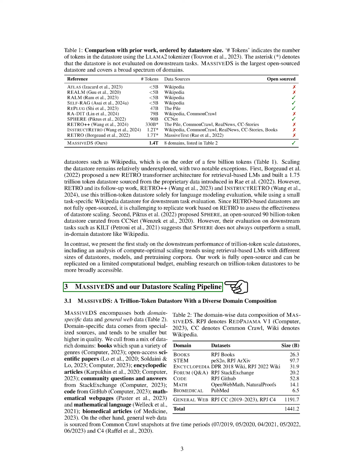In contrast, the general web data is obtained from common crawl snapshots taken at 5 different times: July 2019, May 2020, April 2021, May 2022, and June 2023, as well as from C4.